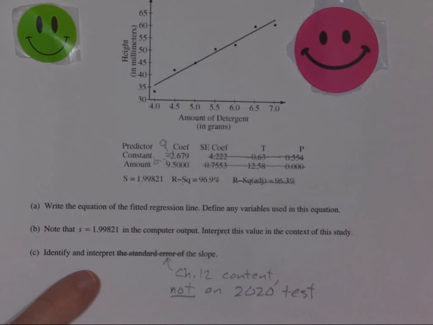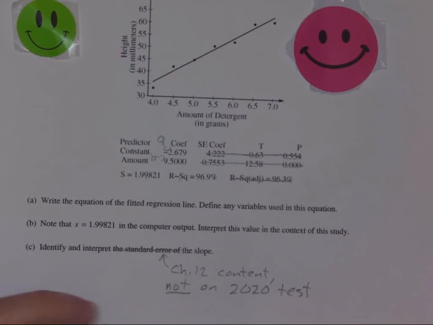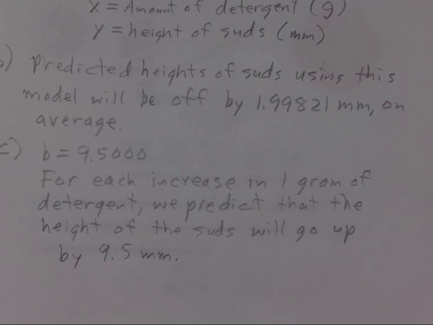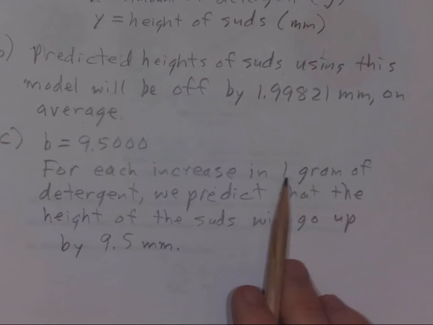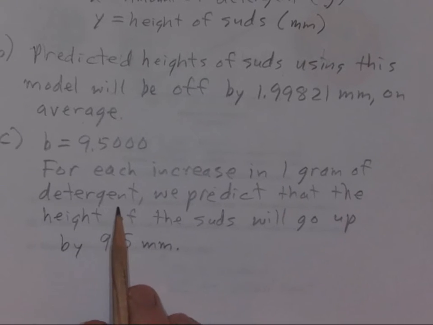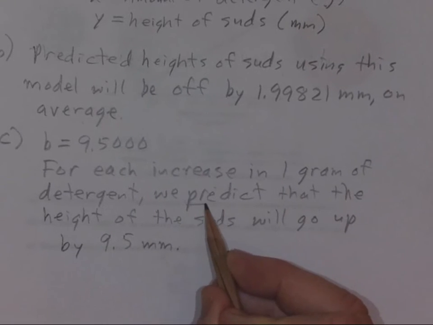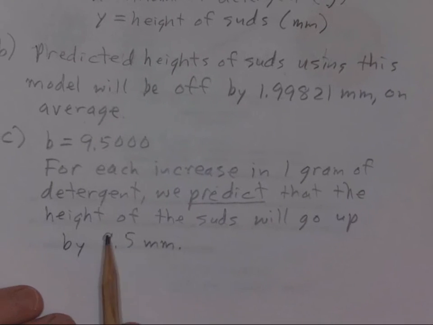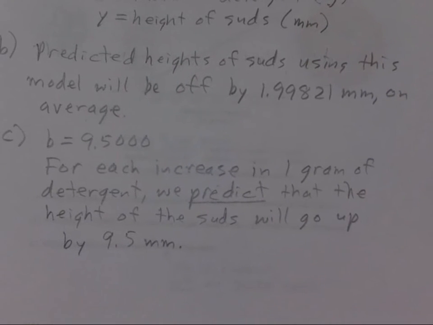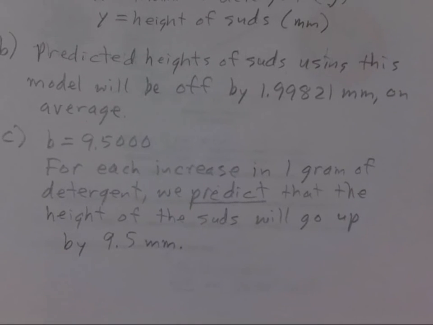And then part C, to identify and interpret the slope, well, that's B. That's this 9.5. And this is how you would do that. The slope is, for each increase in 1 gram of detergent, we predict, it's important that you say we predict or we expect, that the height of the suds will go up by 9.5 millimeters. And so that is interpreting the slope in context. The slope to us is this. The slope is when x goes up by 1, it's what we're predicting is going to happen to y. That's what the slope is. So please be able to say that properly.